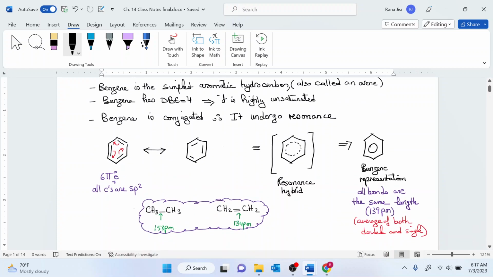If we look at its bonds, benzene is made up of an alternation of a double and a single bond. Because it undergoes resonance, all its bonds are the same, and they do have the same length. Their length is between the single and the double bond.